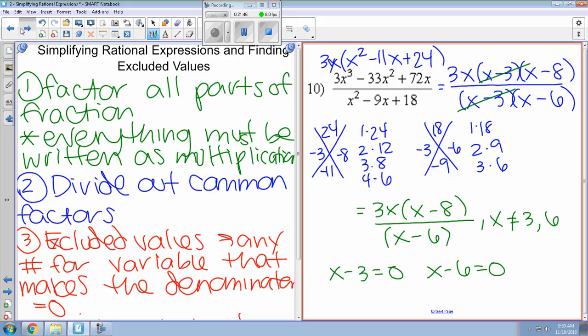I think that is the last example I have in here. Yep. Go ahead and make sure you pause this video, you can rewind if there are any questions anywhere. The rest of the time you're going to work on your homework. Make sure you simplify every fraction and you give me your excluded values on every single problem.